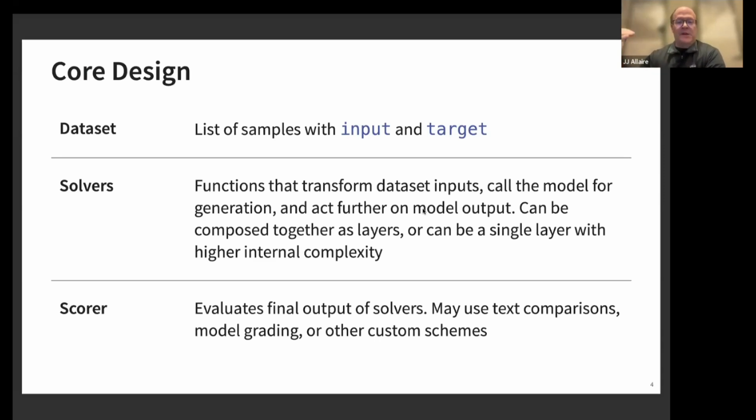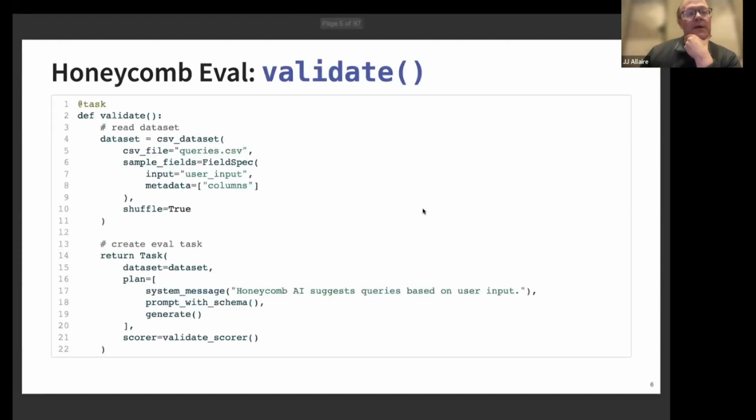Solvers are the pipeline that actually does the eval. This could be doing anything from prompt engineering to calling the model to a multi-turn dialogue with the model. It could be doing various types of elicitation like critique. Solvers are the heart of the entire eval and where you customize how it works. And then the scorer basically evaluates the final output. Again, these can be very simple, like doing text comparisons. They can be model graded, or they can use all kinds of custom schemes, whatever you can dream up. So those are the core concepts, and I'm going to drill more into this validate example. So this is the eval. I'll break down the different parts of it. We talked about the data set.